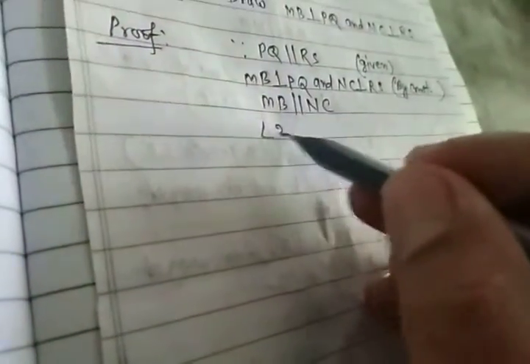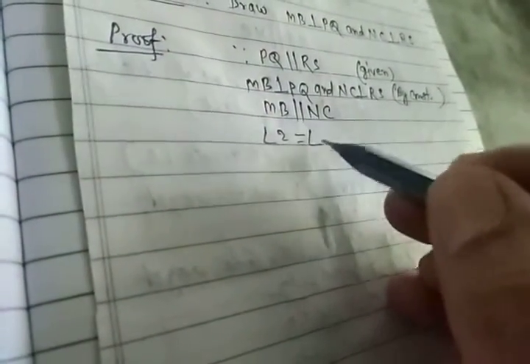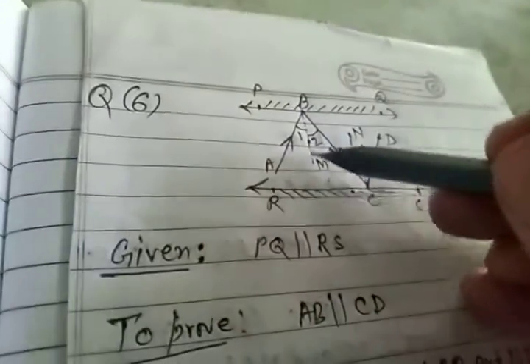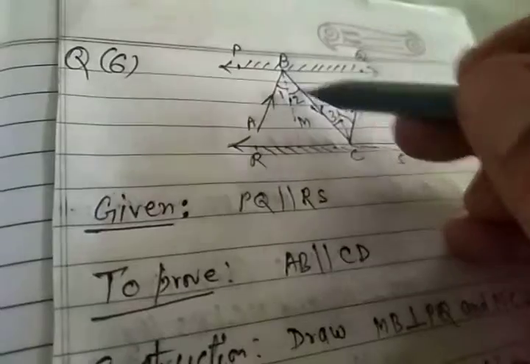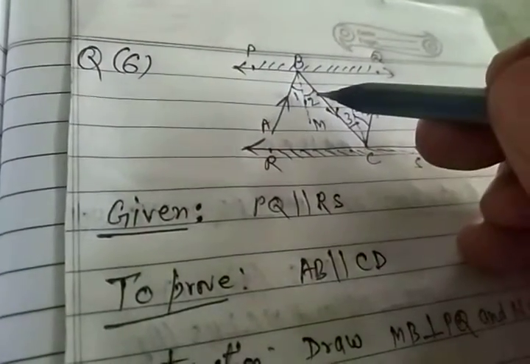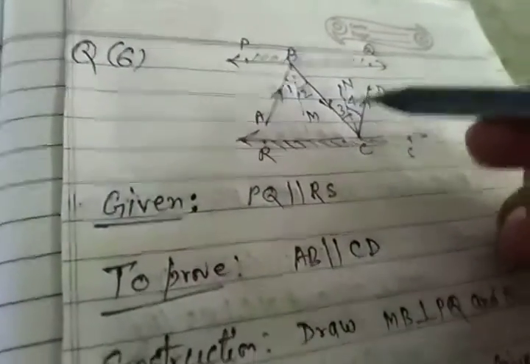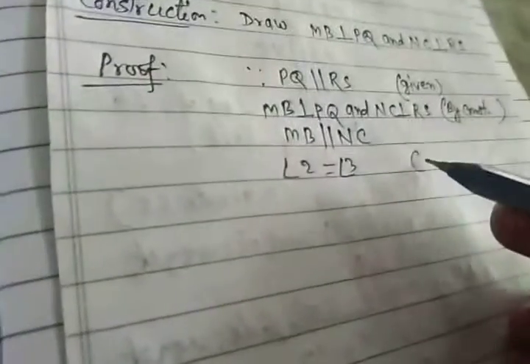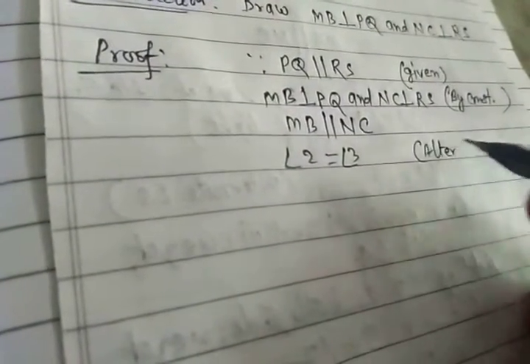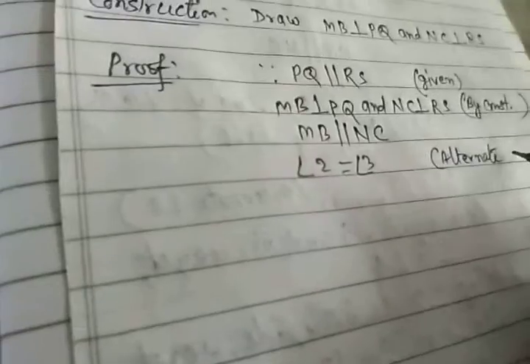So now angle 2 is equal to angle 3. So these lines are parallel and BC is a transversal, then angle 2 equals angle 3. These are alternate angles.